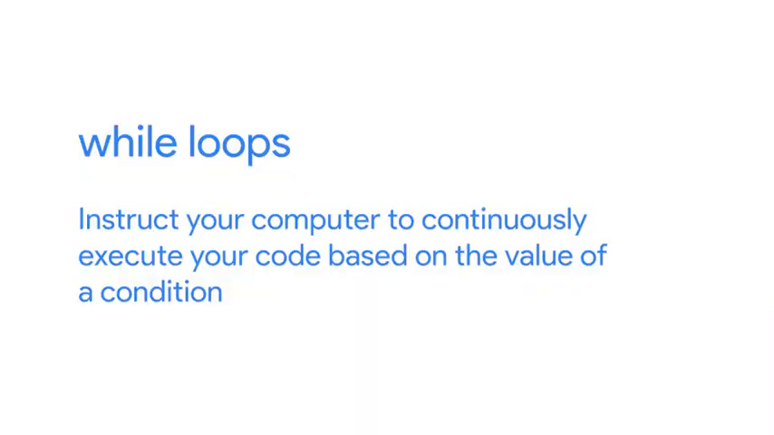First off, we're going to talk about while loops. While loops instruct your computer to continuously execute your code based on the value of a condition. This works in a similar way to branching if statements. The difference here is that the body of the block can be executed multiple times instead of just once.